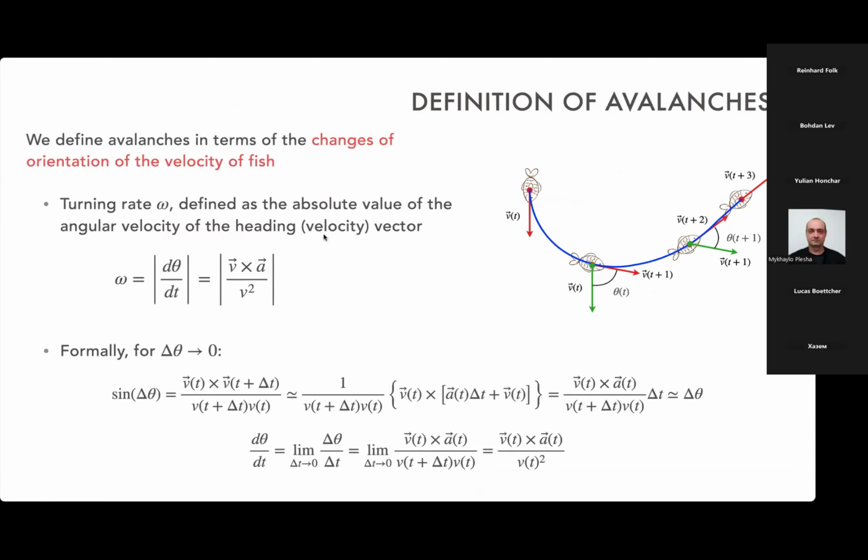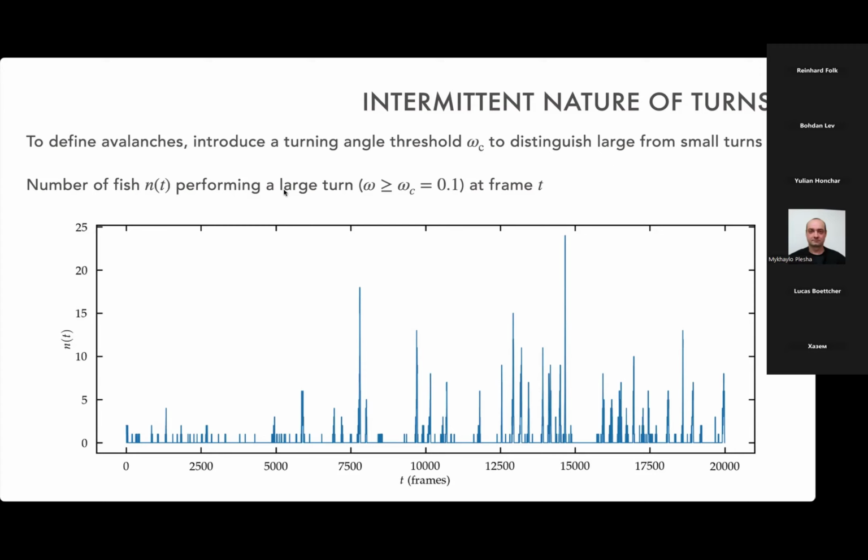So if you, for example, measure the number of fish that, at each frame in our recordings, perform a turn larger than some threshold, you see that effectively this has an intermittent pattern, which is typical of avalanche dynamics. Here nothing happens, and then a small event, and then a large event, and then here another large event. So something that resembles the plot that I showed you for earthquakes.